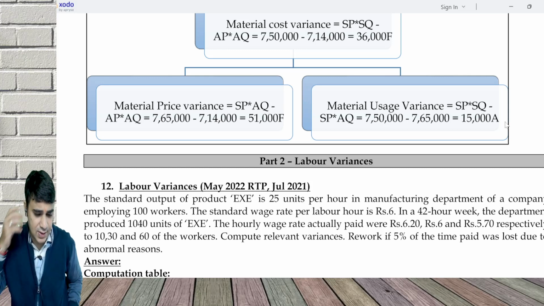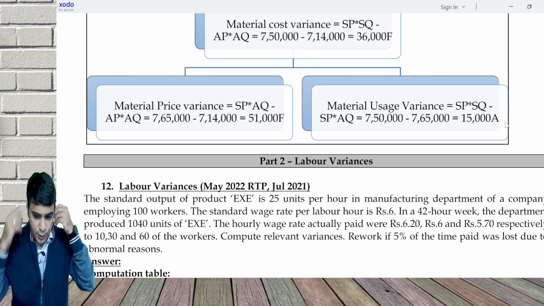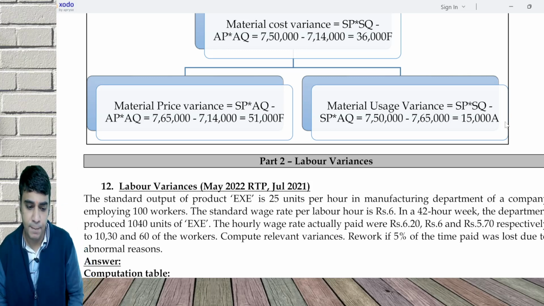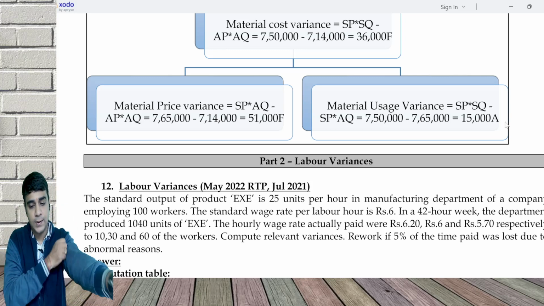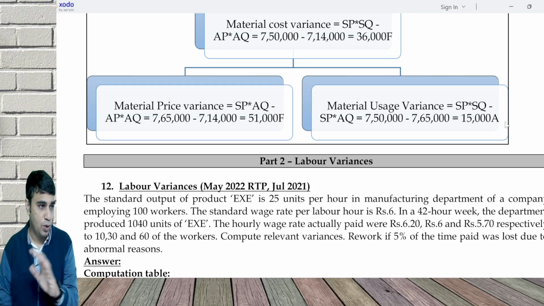Okay, let's see this question now. The standard output of product E is 25 units per hour in a manufacturing department of a company employing 100 workers. Standard wage rate is 6. In a 42-hour week, the department produced 1040 units. Hourly wage rates applied are 6.2, 6 and 5.7. Compute relevant variances, rework. So there are two different situations.